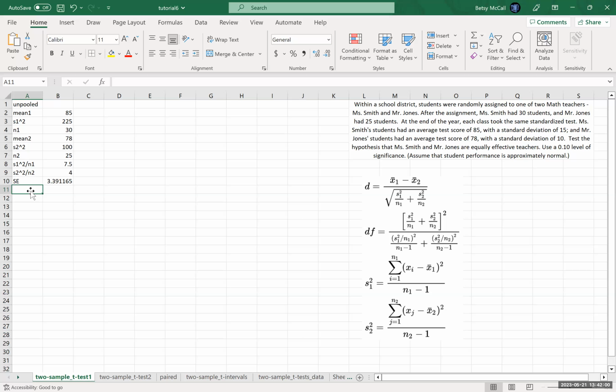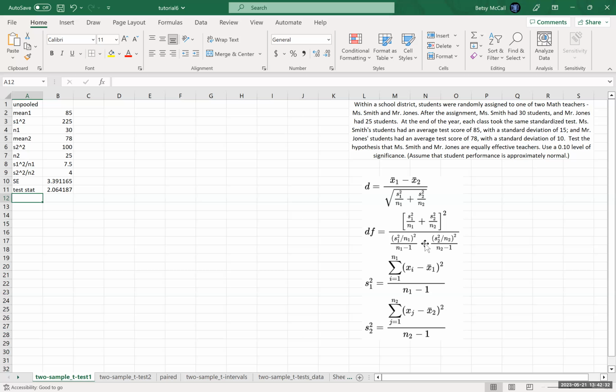And then if we were calculating a confidence interval in this context, we would need the standard error formula. And then we need to calculate our test statistic, which is going to be the difference between mean 1 and mean 2 divided by the standard error that we just calculated. So it's 2.06.